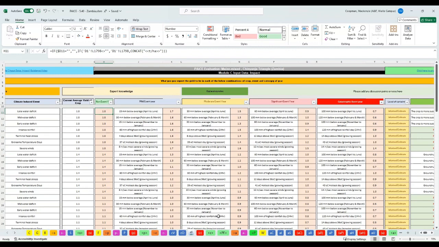So that's all the changes which just need to be checked over in this file here.